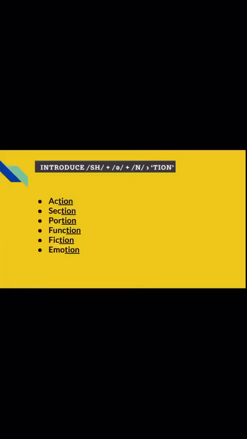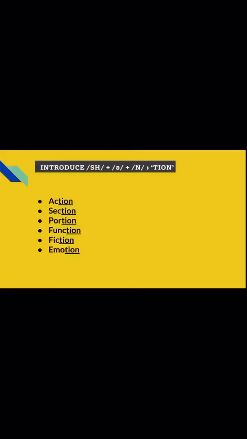Okay, let's go ahead and move on to our Sean slide. We have T-I-O-N, and those letters are glued to make the Sean sound. So I'll read through the words that I gave you, and then we're going to read through them together, okay? Action, section, portion, function, fiction, emotion. Now, where do you hear that Sean sound? At the end of each word, right? Where that T-I-O-N are.